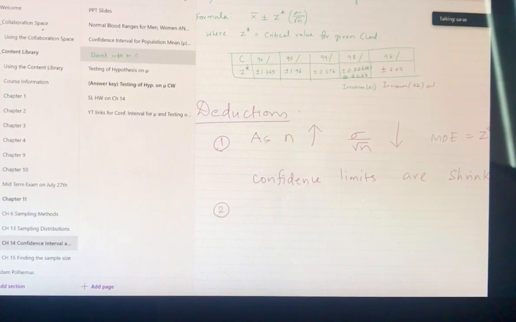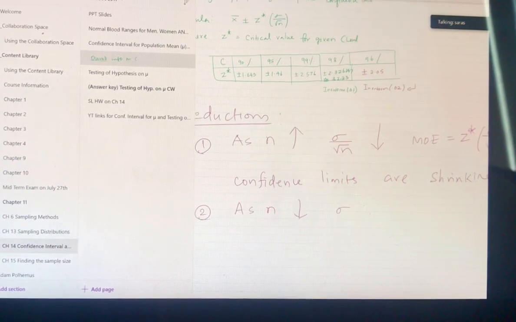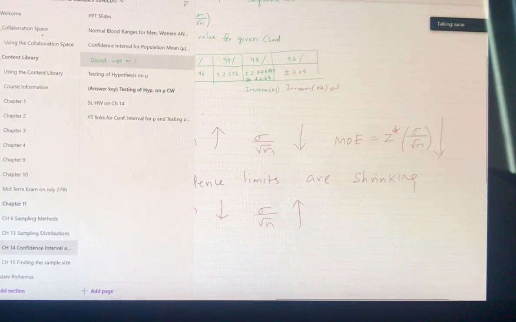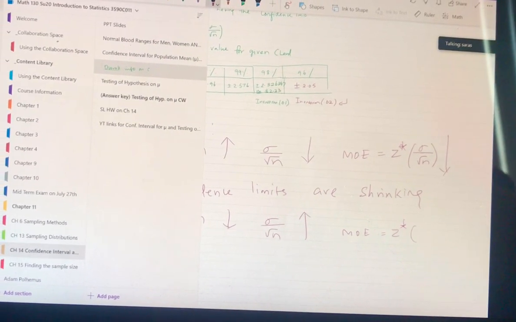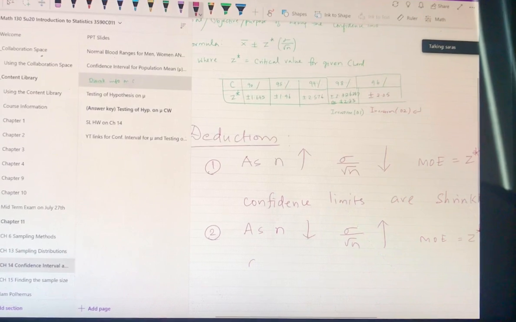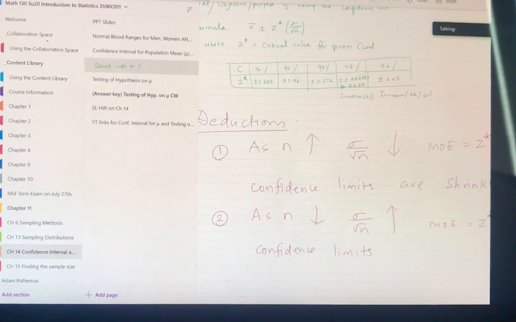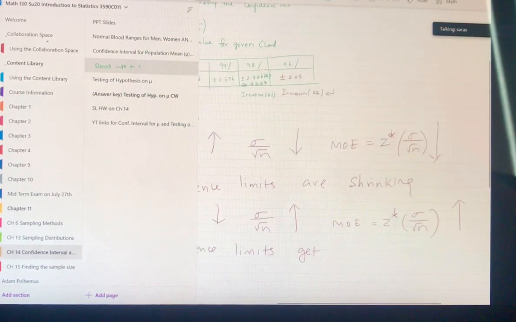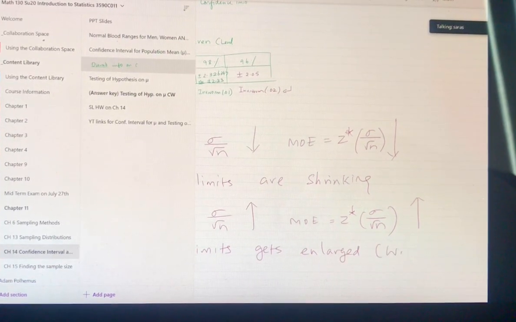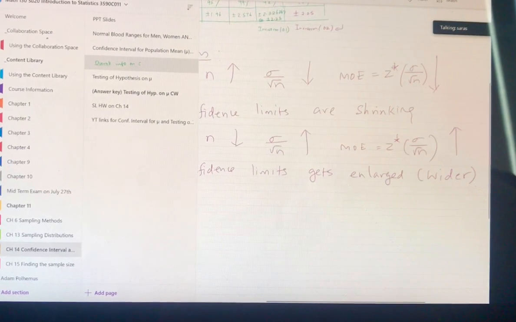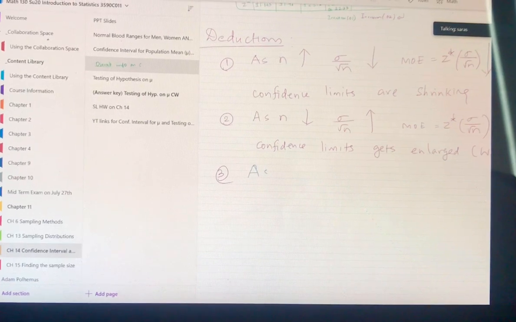And then the other one, as n decreases, your sigma over square root of n increases, and then your margin of error is also going to be increasing, and as a result, your confidence limits are stretching. Limits get enlarged, or we can say wider.